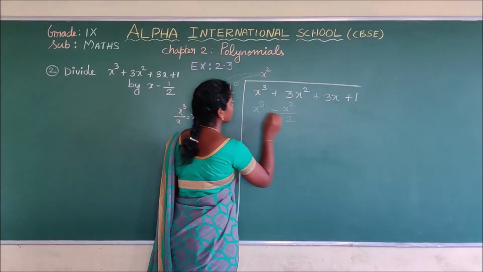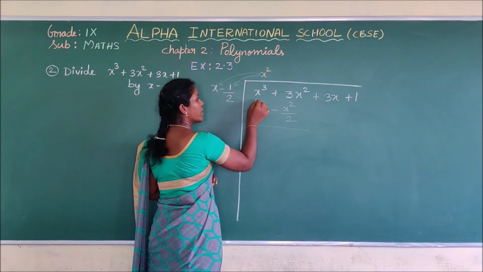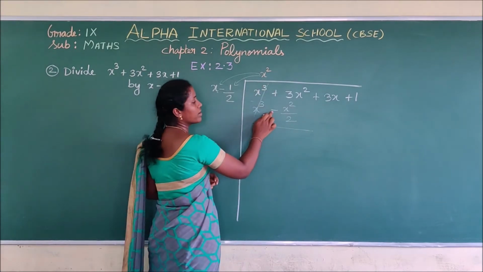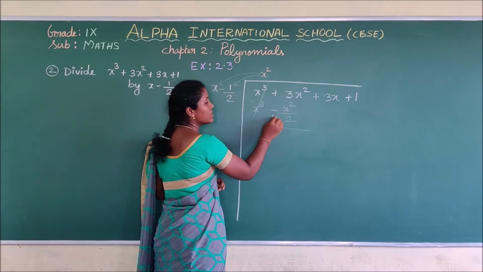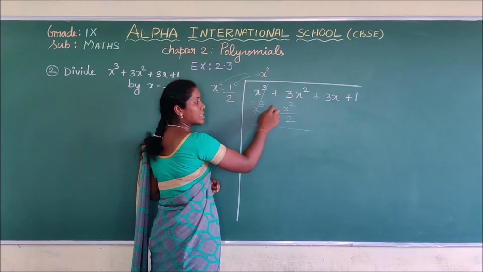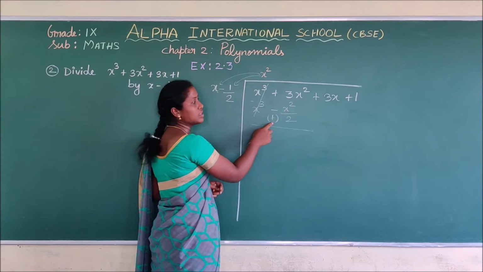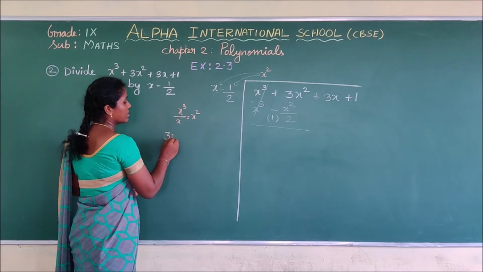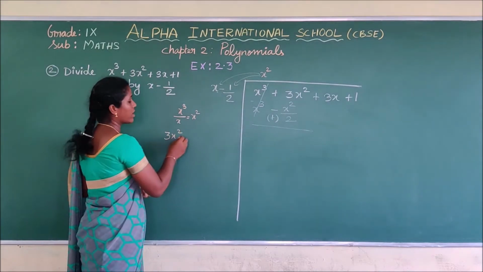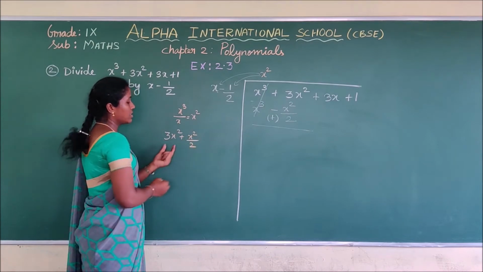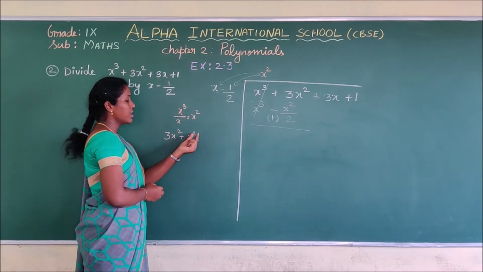Now listen, as usual we are going to subtract the terms. So x cube minus x cube will get cancelled. Look here, if you are subtracting, the sign will change to plus. So you have to add the terms. How will you add the terms? Listen, 3x square. The next term is plus x square by 2. See here, 3x square plus x square by 2.